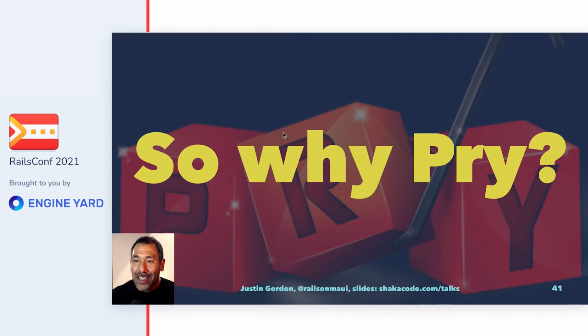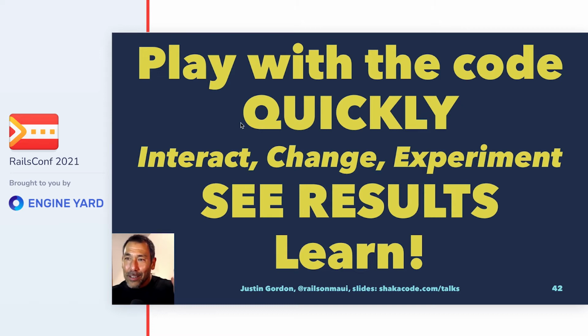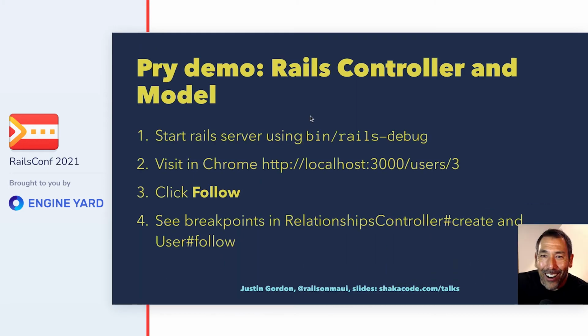All right, so enough theory with slides about what's explicit, implicit, etc. Now I want to go play around with Pry. I'm going to show you a few of my favorite techniques. I'm going to show you how you can figure out the right syntax in your Rails code, way easier than just about anything. I'm going to show you how to get the docs, etc. So basically, you're going to be able to play with the code quickly. You're going to interact, change, experiment, see results, and learn. This is definitely cool stuff. All right, let's do this. Let's get right into the demo of Pry.